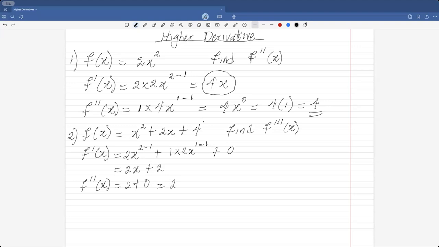And let's find the third derivative, which is the actual question, f prime prime prime x. So it means we find the derivative of 2. And remember, 2 is a constant. The derivative of a constant is nothing but 0. So our final answer for this question is nothing but 0.